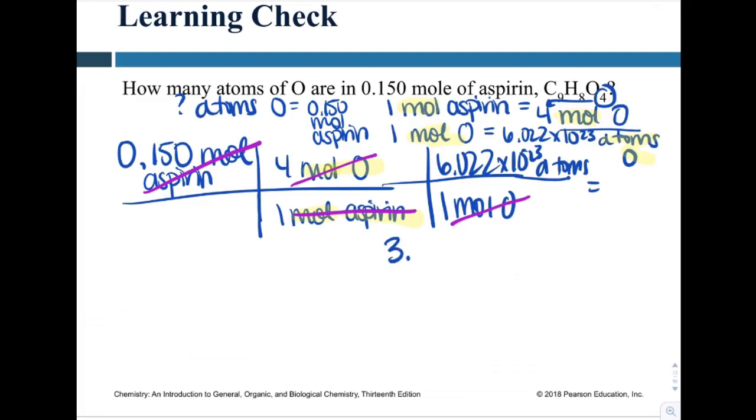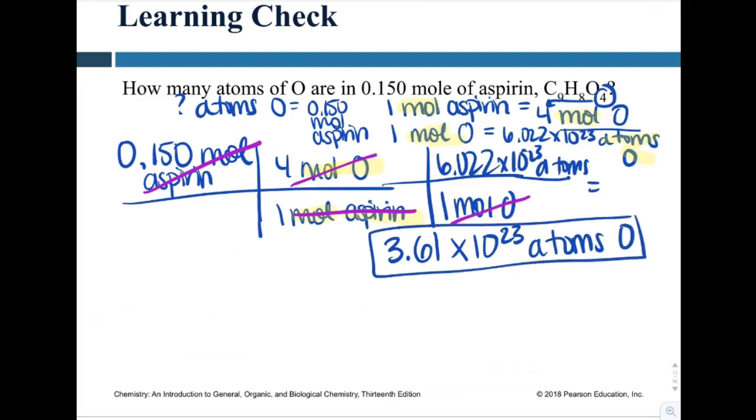How many sig figs? Don't use the 4 as a sig fig because it's a counting number, it's a ratio, so we're going to be using the 0.150 as sig figs, and that is 3 sig figs, so 3.61 times 10 to the 23, and the unit is atoms, and the substance is oxygen, and I want to make sure that I'm very clear about all of those pieces.